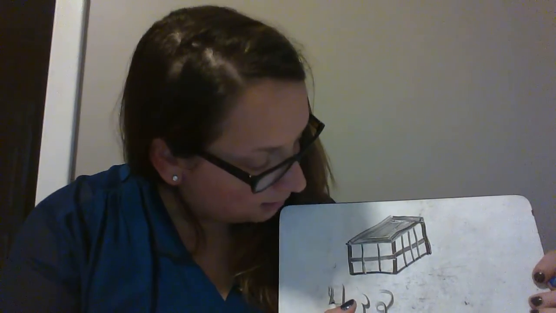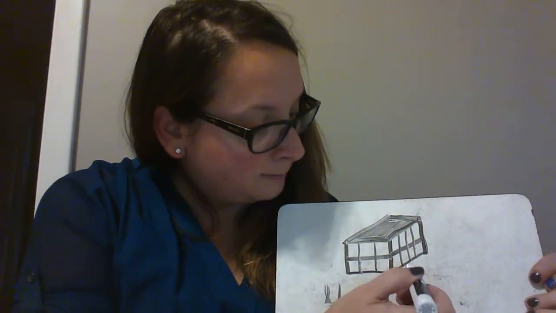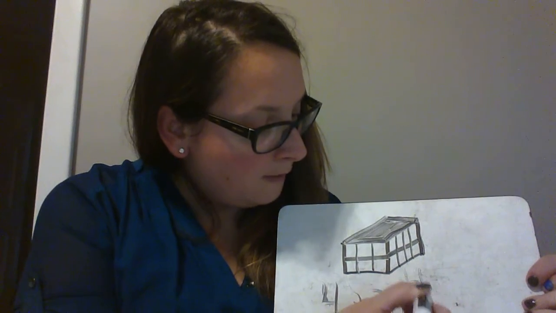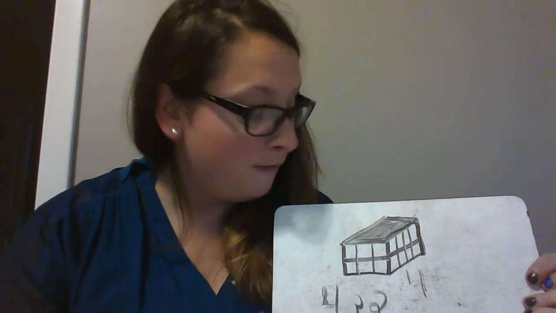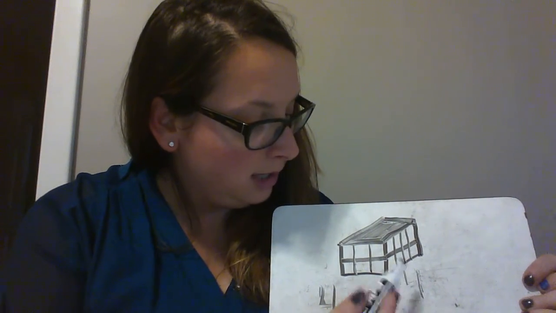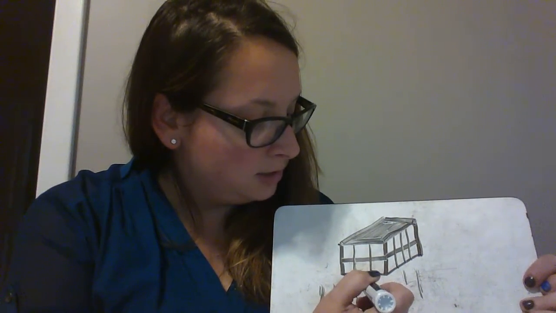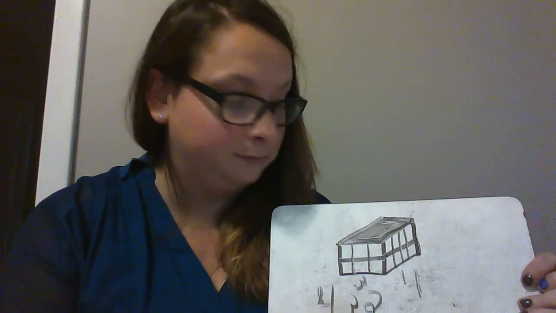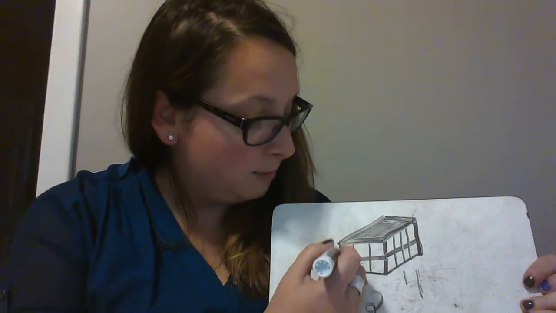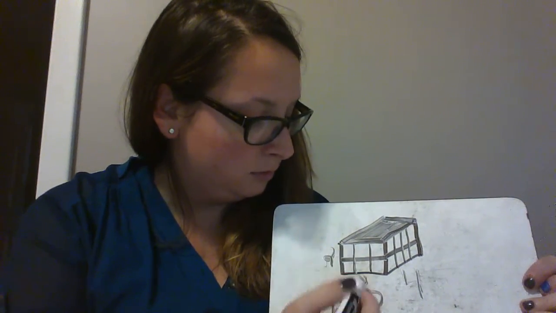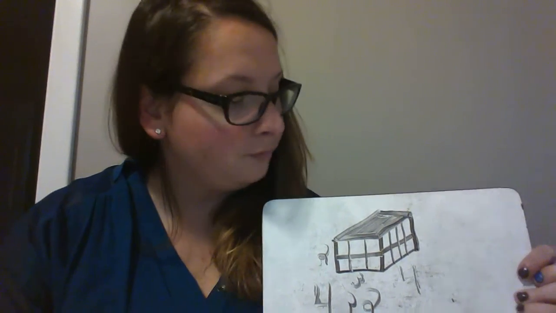For instance, if I labeled this area with a 4, that means the dimension is 4. If I labeled this area with a 3, that means the dimension is 3 over here. And if I labeled the dimension here with a 2, that means the dimension is a 2 over here.